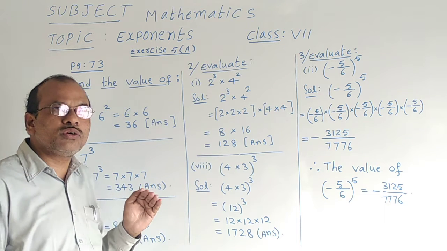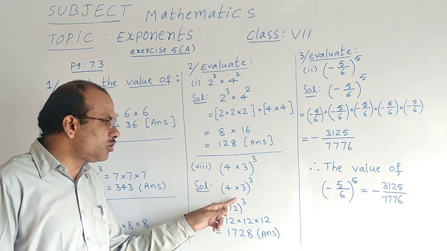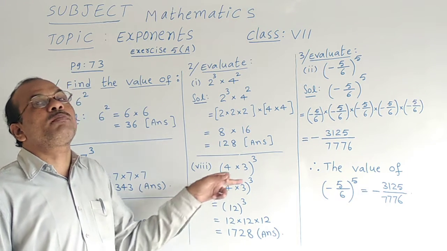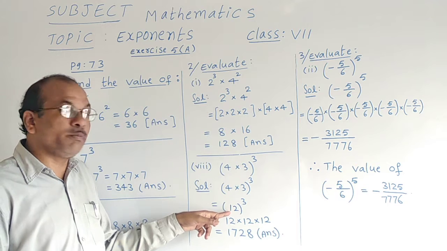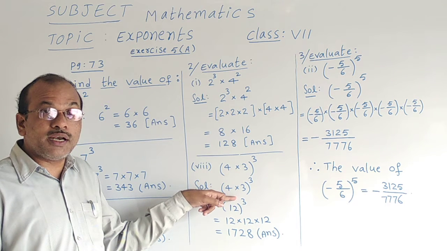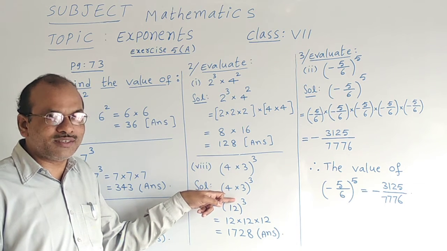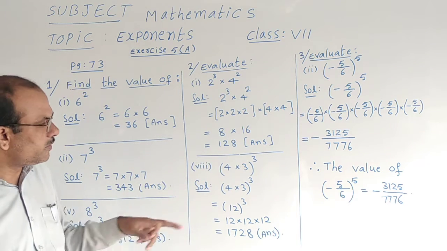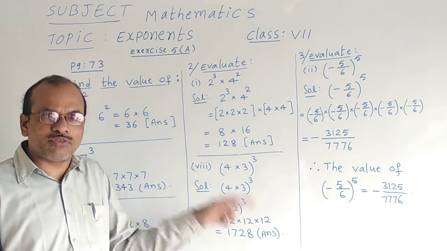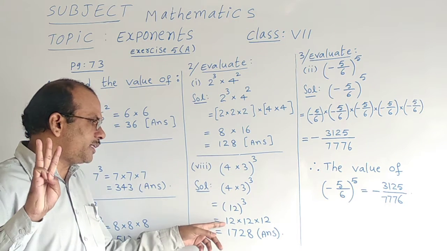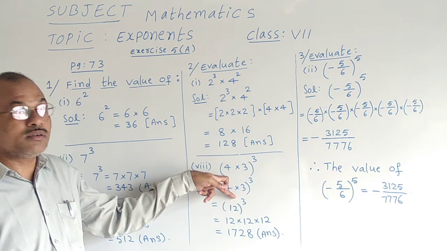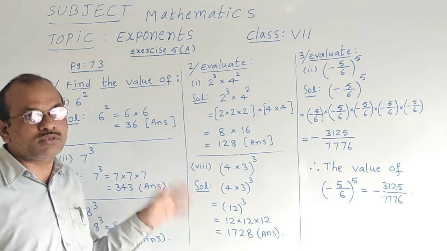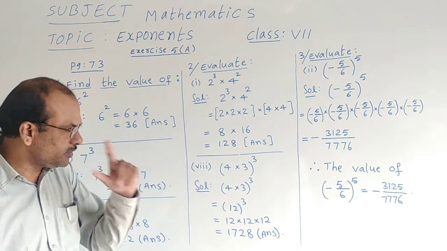4 into 3 gives you 12, and the whole to the power of 3 is written. Now the thing is 12 to the power 3. That means 12 is the base, and 3 is its index, or power, or exponent. So 12 power 3 is nothing but 12 into 12 into 12. I multiplied 3 times because the power asks me to multiply the given base, that is 12, 3 times.